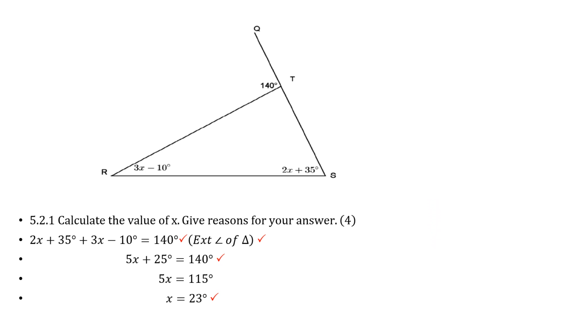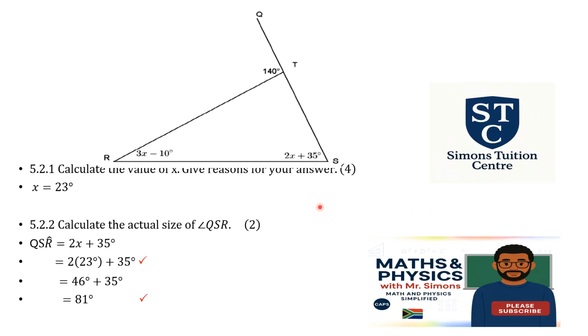Right, now they want the actual size of QSR. So there's QSR. So the letter in the middle, S, represents the angle I must find, 2x plus 35. So QSR equals 2x plus 35. X there I know is 23. That's what I solved previously. So 2 times 23 plus 35 gives me 46 plus 35 gives me 81. 1 mark for substitution, 1 mark for final answer.